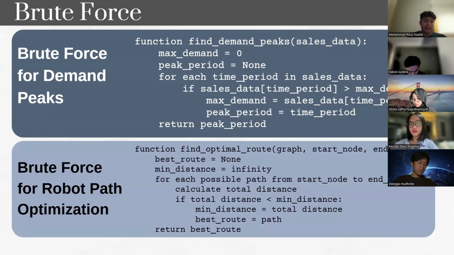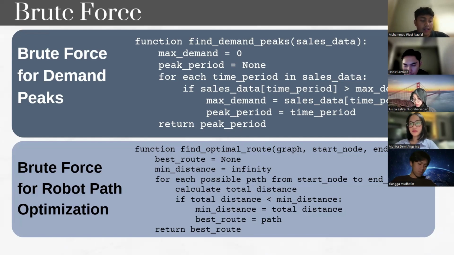And then brute force for demand peaks and also brute force for robot path optimization. For the demand peaks, firstly we initialize max demand as 0 and peak period as none. Then loop through each period in sales data, compare current sales with max demand. If sales is higher, update the max demand and peak period. And then finally return the time period with the highest sales.